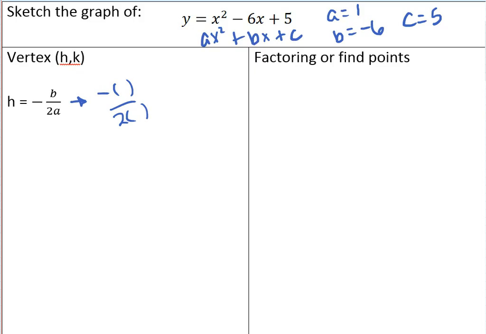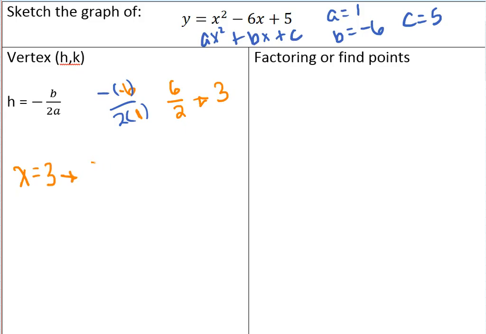Say we plug in, we have negative over 2 times something. We leave spaces. We see that b on top is going to be negative 6, and a on bottom is going to be 1. So a negative 6 over 2 times 1 is 2, so we get 3. Then we're going to take that 3 and let x equal it. So then we have x equals 3.